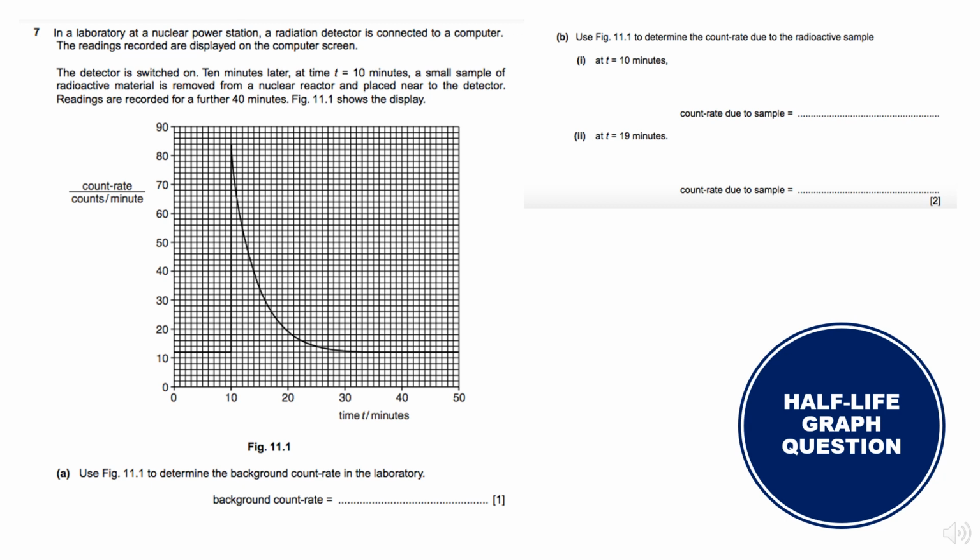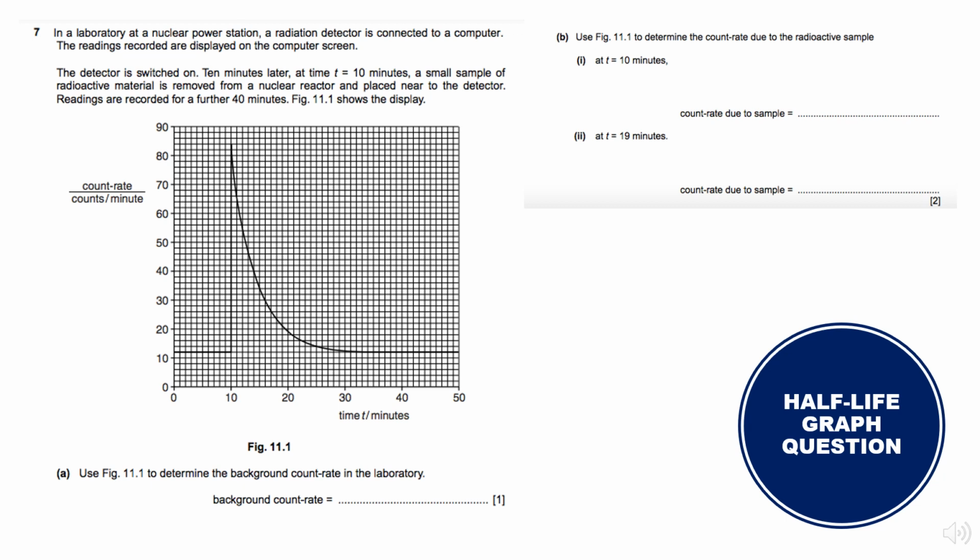Now A. Use figure 11.1 to determine the background count rate in the laboratory. Background count rate, or in other words the background radiation. So what exactly is this background radiation? It is low level radiation that is around us all the time and it is not particularly harmful. Sources of this background radiation include the air, food and drink, building materials, rocks under our feet, and even space, which comes as cosmic rays.